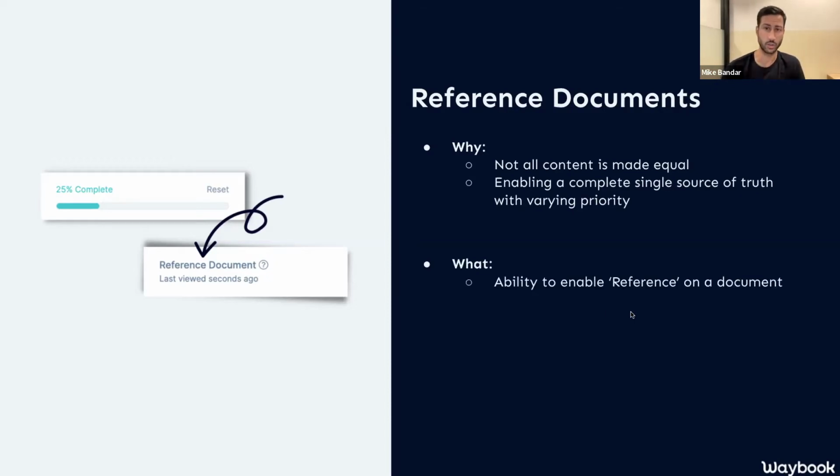Now, in short, you can turn any of your documents into a reference document. And what this means is that it removes it from the completion requirement. It removes it from any updates, from any notifications. We also don't motivate your team to go through that content with completion tracking, but it will essentially be available within their dashboard, available within search.